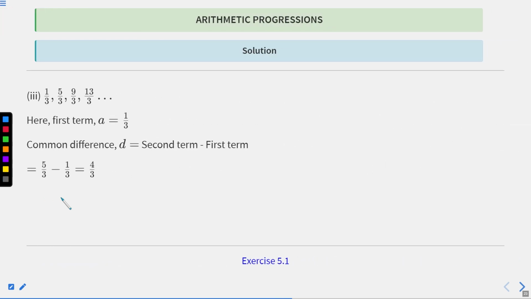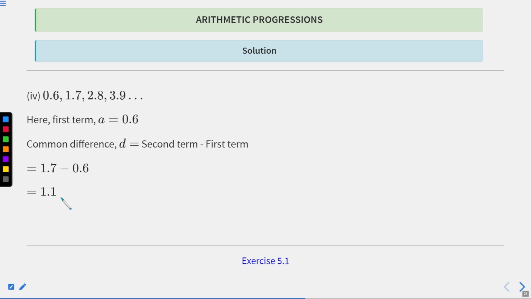In question number 3, we have been given this AP 1 by 3, 5 by 3, 9 by 3, 13 by 3, and so on. Okay, so here the first term A is equal to 1 by 3 and the common difference D is equal to the second term minus the first term. Here the second term is 5 by 3 and the first term is 1 by 3. So this is equal to 5 by 3 minus 1 by 3, that is equal to 4 by 3. Okay, so the common difference is equal to 4 by 3. Now let us move to question number 4.